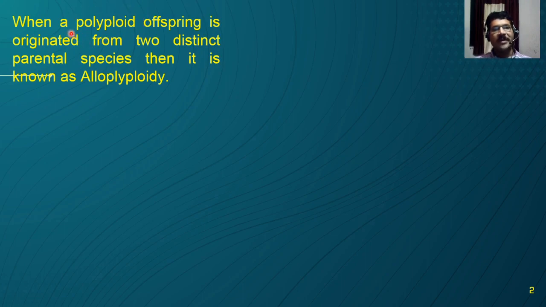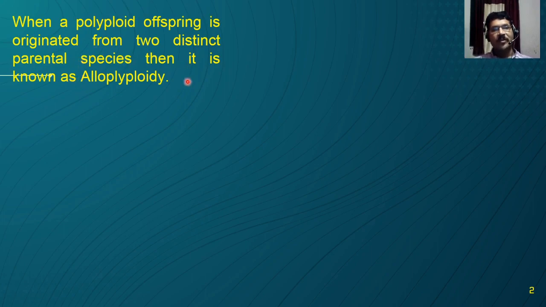Polyploids are again subdivided into autopolyploids and allopolyploids. In the previous video we already discussed autopolyploids, which are organisms having more than two sets of chromosomes derived from the same parent, or containing more than two sets of similar chromosomes. But the second type of polyploidy, that is allopolyploidy, is somewhat different from autopolyploidy.